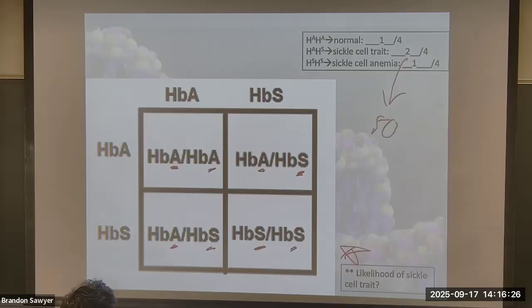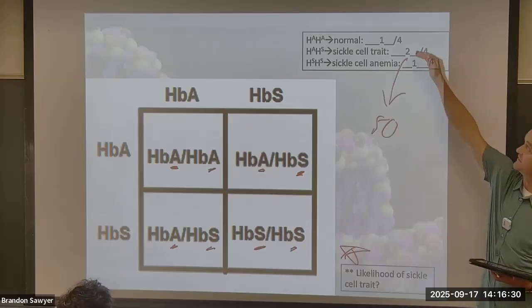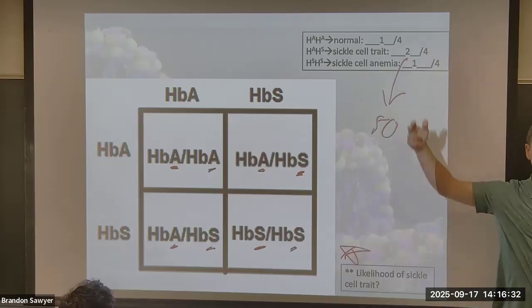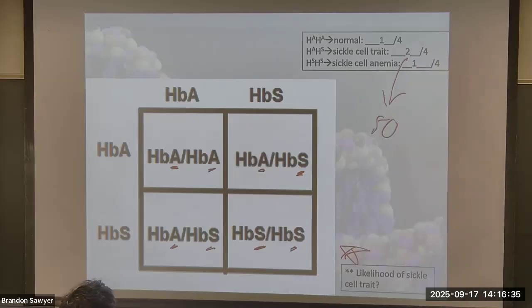So, okay, you see how there's three different possible phenotypes instead of two. Most of the time there's just two, right? Most of the time it's either the dominant one shows up or the recessive one shows up. This one, there's a middle ground where it's different from the other two. Okay, any questions on that?